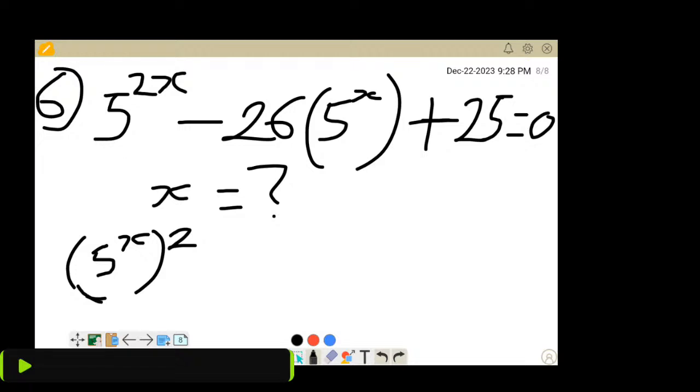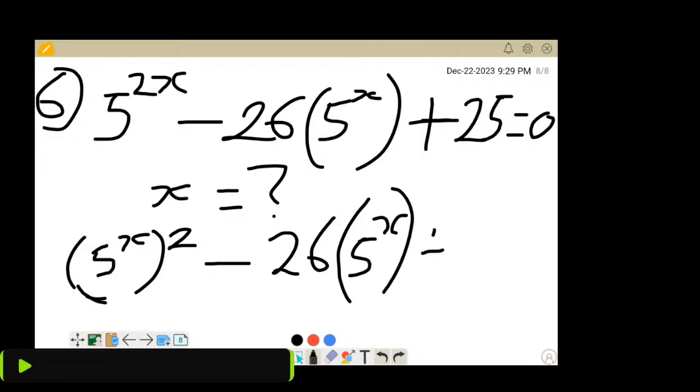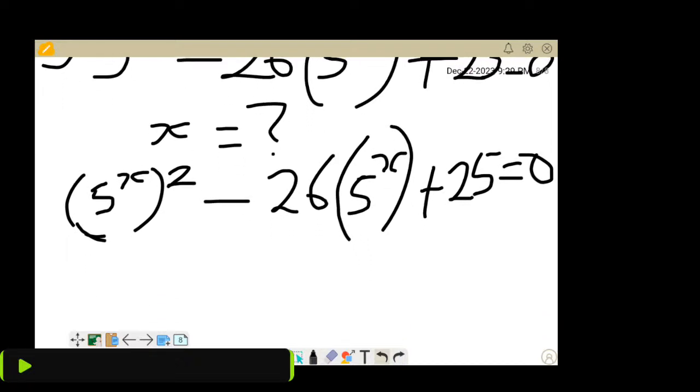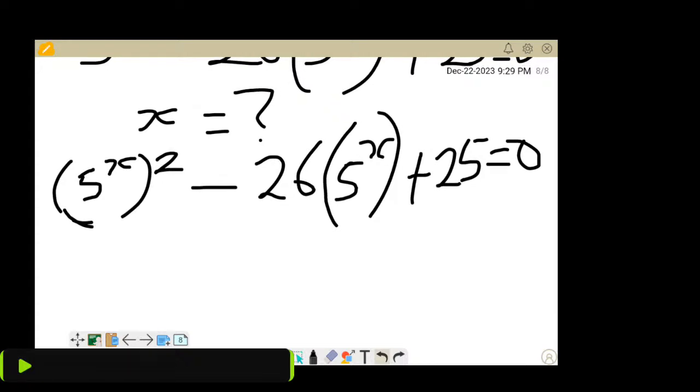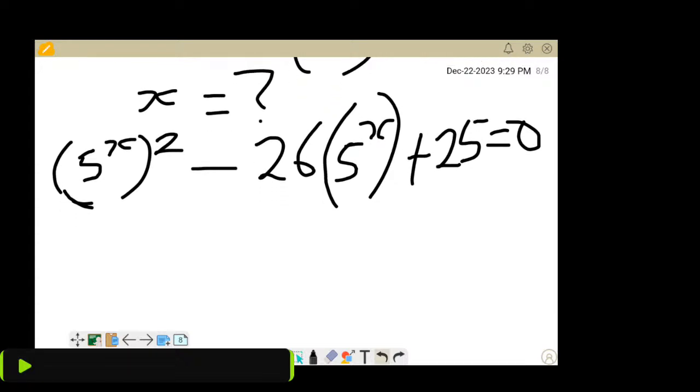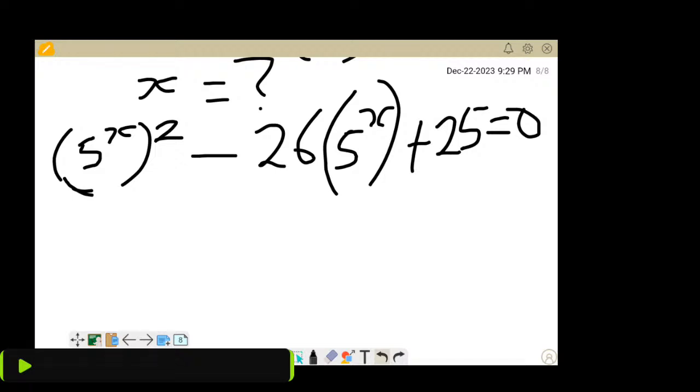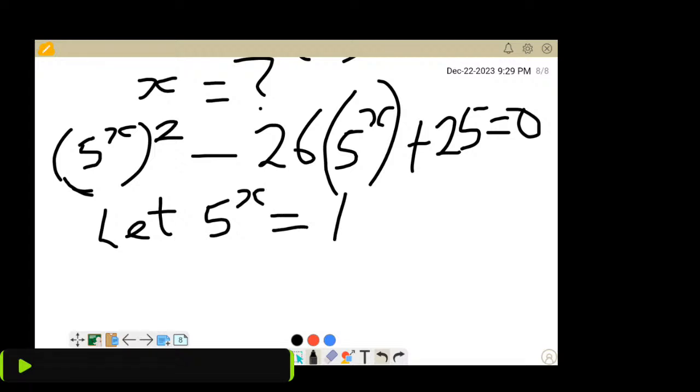to have this 26 into 5 raised to power x plus 25 equal to 0. And at this junction we need to apply another method that we've not talked about. Okay, let's just represent 5 raised to power x with a letter. Let's say 5 raised to power x equal to p.